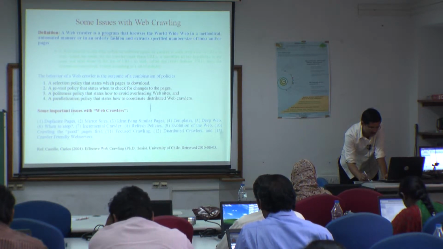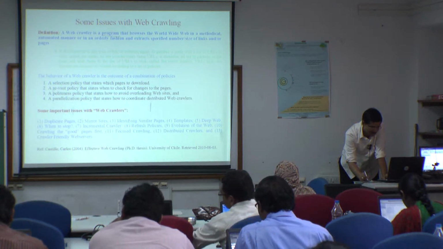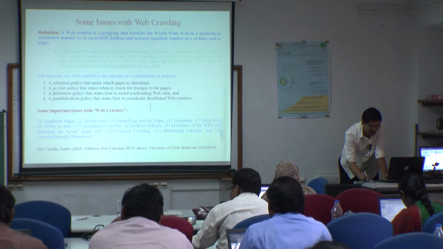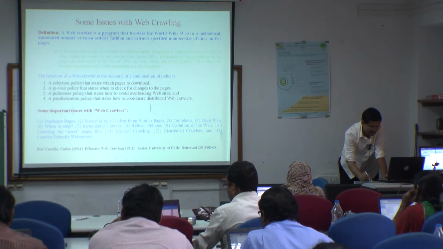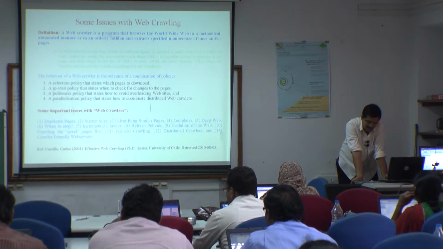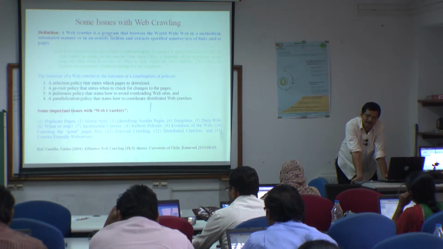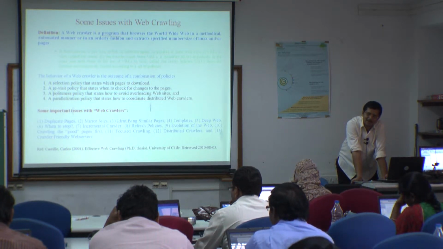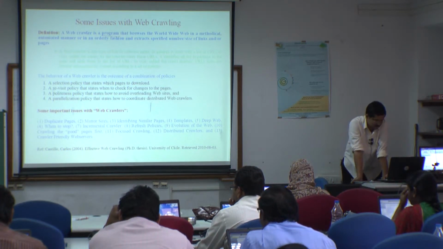So a web crawler is a program that browses the World Wide Web in a methodical, automated manner or in an orderly fashion, and extracts a specified number of links and pages. Here one thing we should remember is that for a large search engine there is no maximum size limit on how many pages they should crawl and collect in their index. But for small search engines which generally focus on particular issues or topics, they maintain some maximum count of pages.